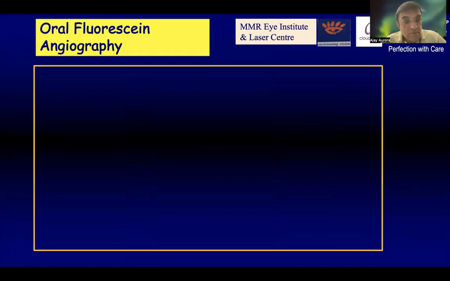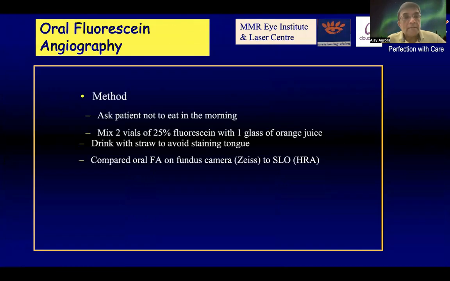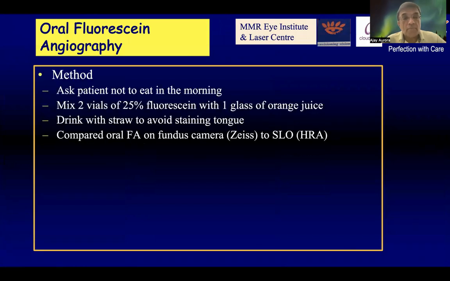Now, in certain situations, a patient may not be willing for an IV angiography because they may be allergic to it. You do not wish to give an IV drug. In these cases, one could do an oral fluorescein angiography. So you ask the patient not to eat in the morning, mix 2 vials of 25% fluorescein in a glass of orange juice. Ask the patient to drink that with a straw to prevent staining of the tongue.